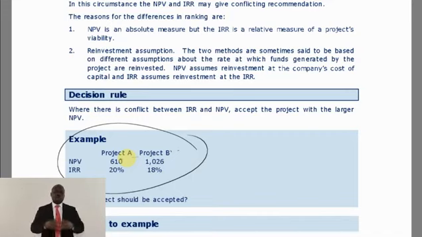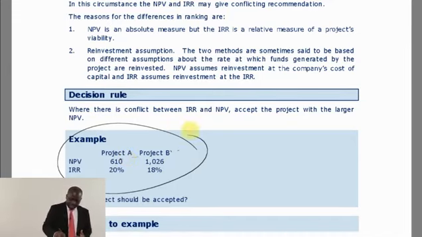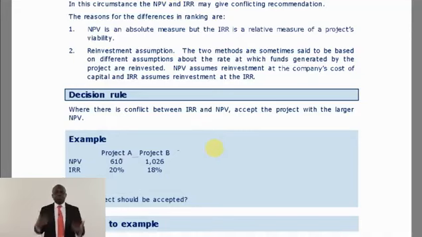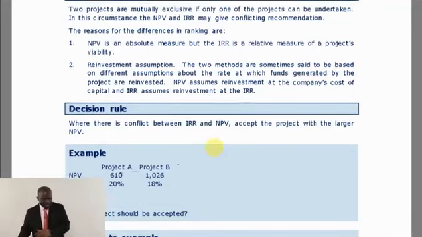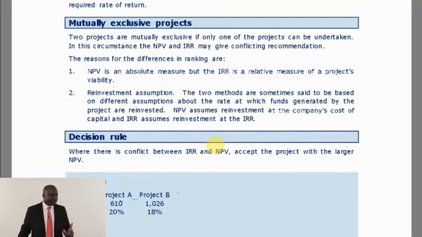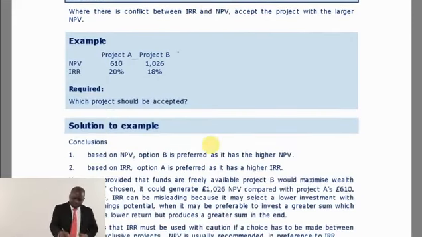When that conflict occurs, how will you resolve it? And which of the projects are you supposed to undertake? This is what we're going to flow with. Okay? So where there are mutually exclusive projects, there might be a conflict between NPV and internal rate of return. Which one will you choose?